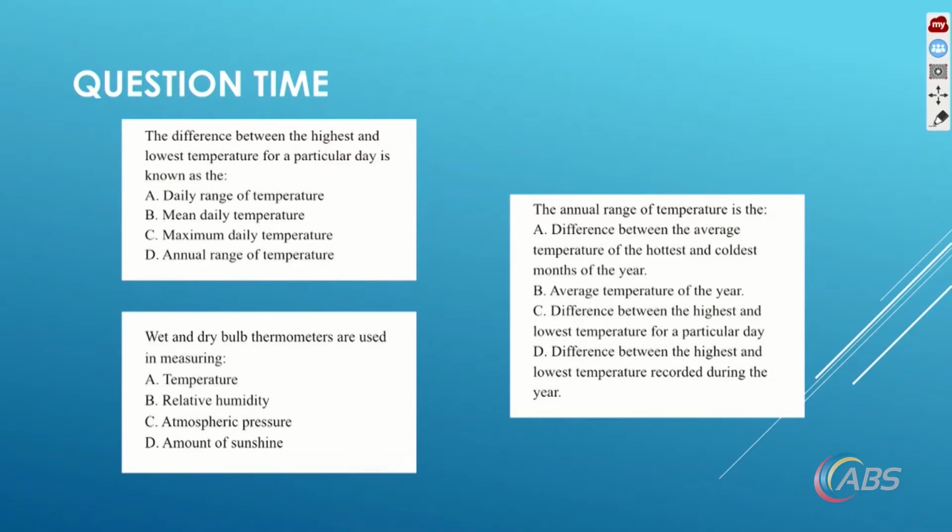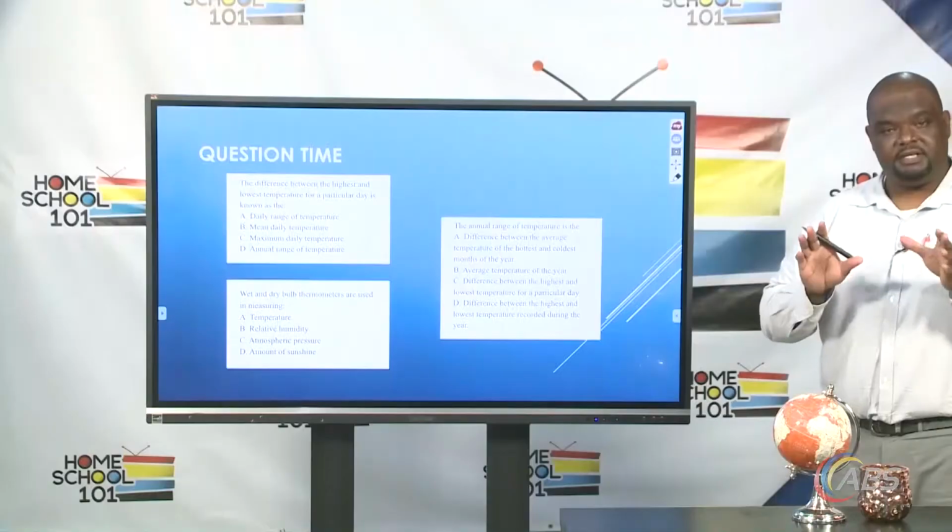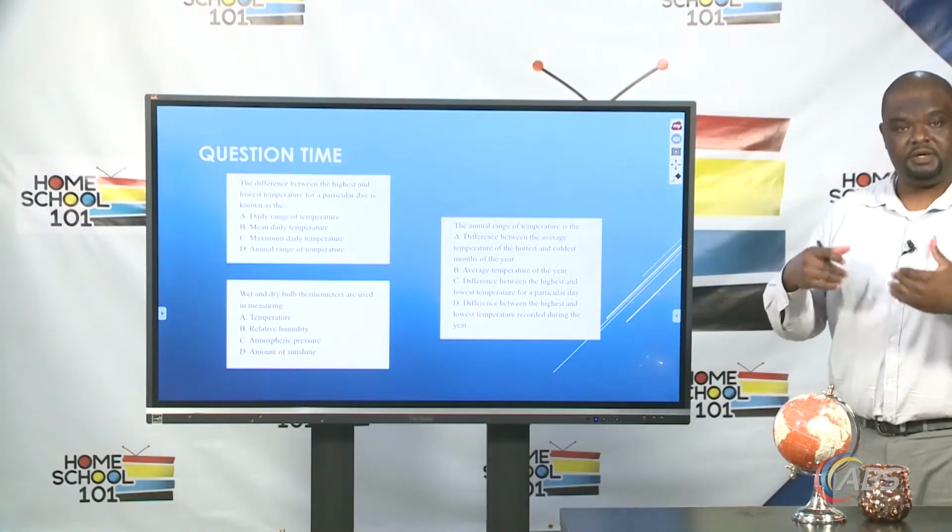Next, the annual range of temperature. Is this A, the difference between the average temperature of the hottest and coldest months of the year, B, the average temperature of the year, C, the difference between the highest and lowest temperature of a particular day, D, the difference between the highest and lowest temperatures recorded during the year? So we're going to take a break right now, and then I'm going to come back with the answers.